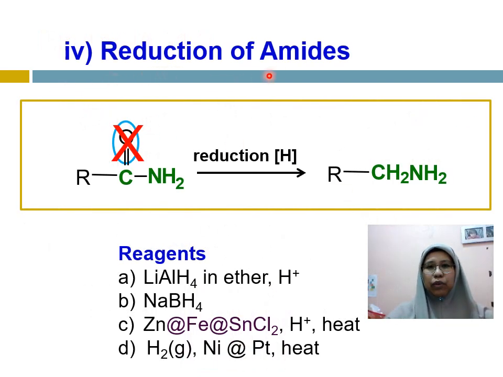The fourth is reduction of amides. As you remember, we have formed amides during the formation of carboxylic acid derivatives, the last derivative that we've done in lesson 79 last week. So we're going to remove the double bond O at the carbonyl carbon, and we are going to produce an amine. The reagents are the same, any of the four reducing agents.